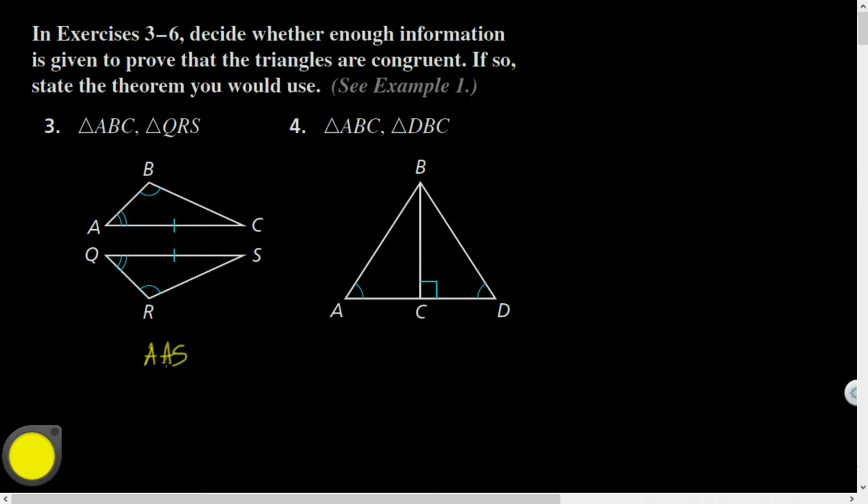Angle, angle, side, because this side is one of the non-included sides of these triangles, right? The included side would have been this one and this one. So yes, angle, angle, side works.